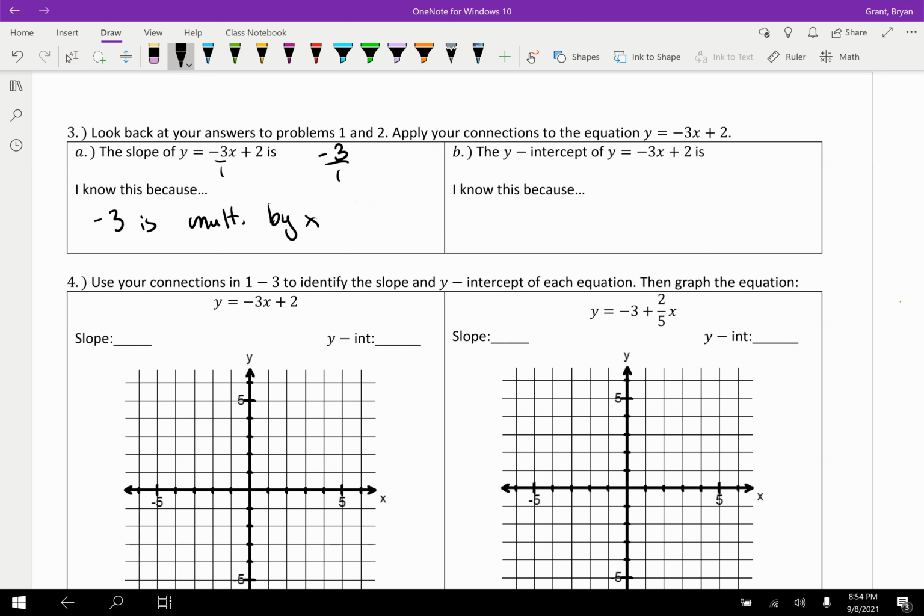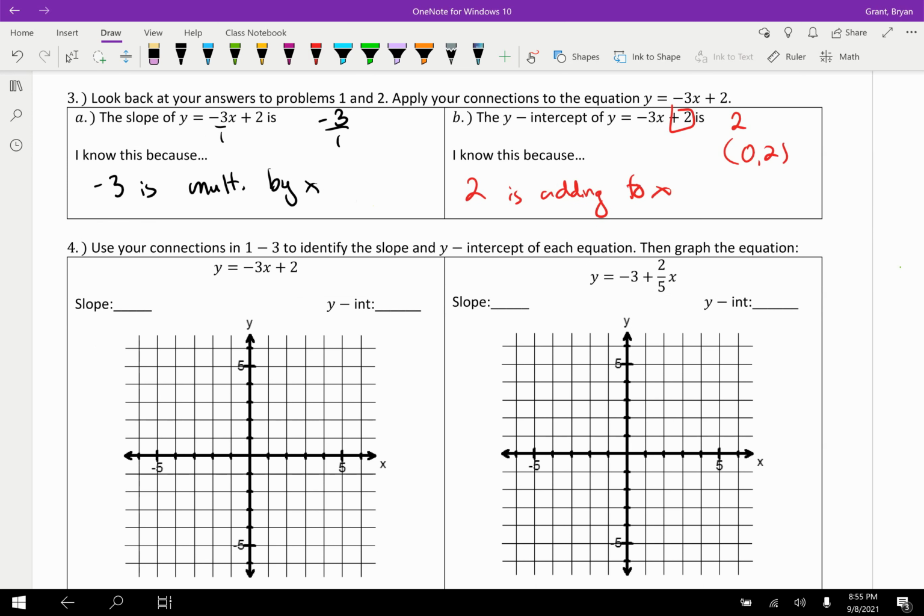Let's try another. The y-intercept of this equation, well, I think that one has to be 2. You could write it as a point, (0, 2). And we know that because 2 is adding to x. Remember, the number that adds or subtracts seems to be the y-intercept every time.